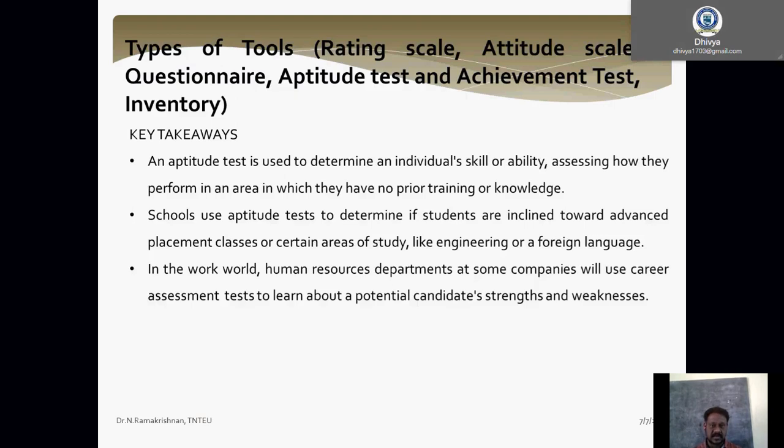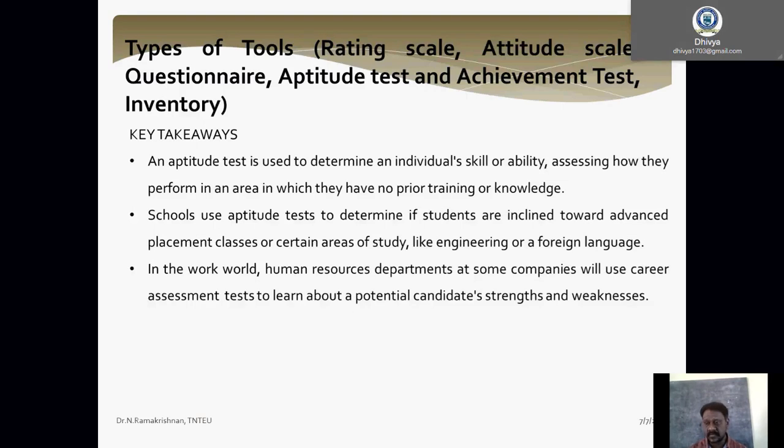These courses will give them a better understanding of whether you really have an aptitude for a foreign language or not. In the work world, human resources departments at some companies will use career assessment tests to learn about potential candidates' strengths and weaknesses. But I would like to say one thing.